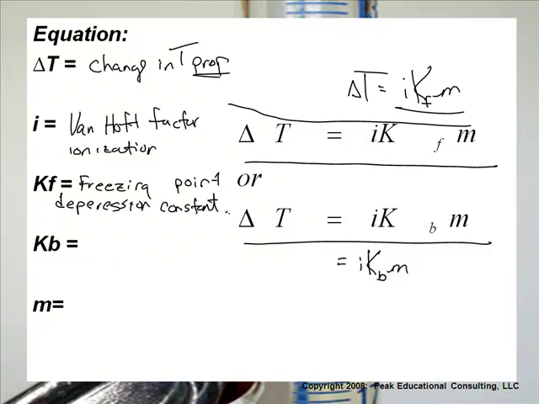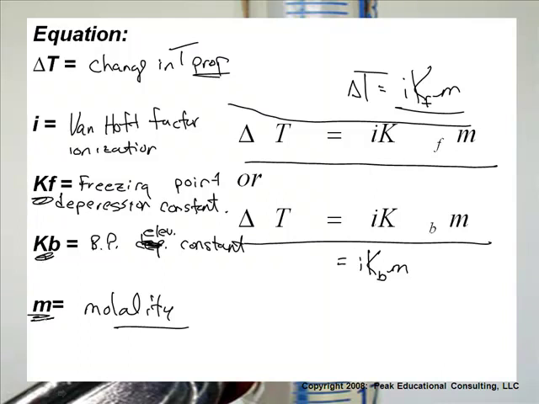Okay. The freezing point depression constant, K_b, is the boiling point elevation constant. And m, a cursive m, is the molality. Make sure you understand what each variable means. Now, K_f and K_b are numbers that you look up on a table. Molality we've learned about.